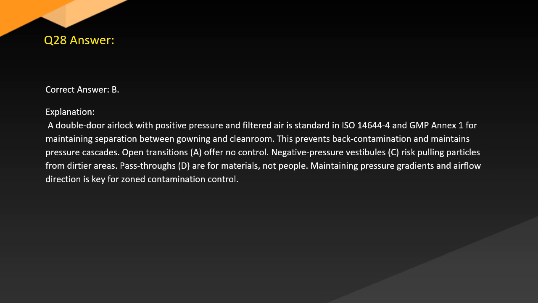Open transitions, A, offer no control. Negative pressure vestibules, C, risk pulling particles from dirtier areas. Pass-throughs, D, are for materials, not people. Maintaining pressure gradients and airflow direction is key for zone contamination control.